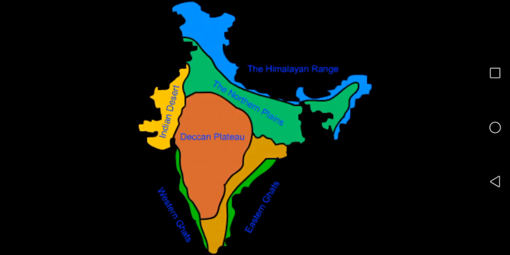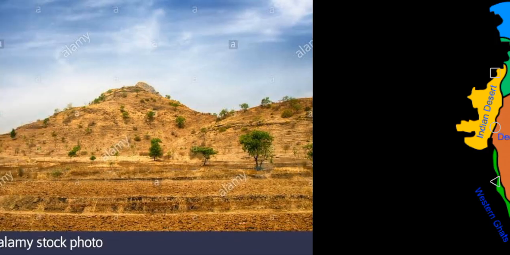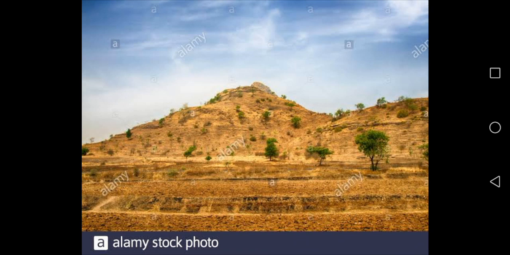You can see the Deccan Plateau. The Deccan Plateau is demarcated by the northern plains from the north and the desert region from the western part. And both the Western and Eastern Ghats are also demarcating it towards the south. So the Deccan Plateau is a triangular mass that lies to the south of the Narmada river. It is rocky and very tough, with very tough terrain.